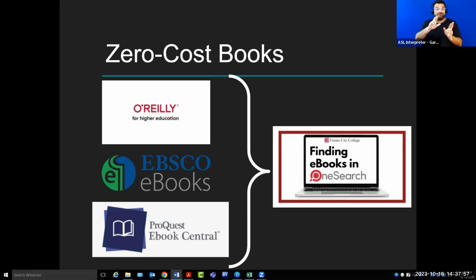Yeah. Hi, everybody. So I'm just going to give a quick overview on searching for zero cost materials through the library. My examples are from Fresno City College, but most of the colleges subscribe to the same or similar materials. And the primary thing that I'm going to point out is finding materials in our OneSearch catalog, which we all have on our respective library pages.